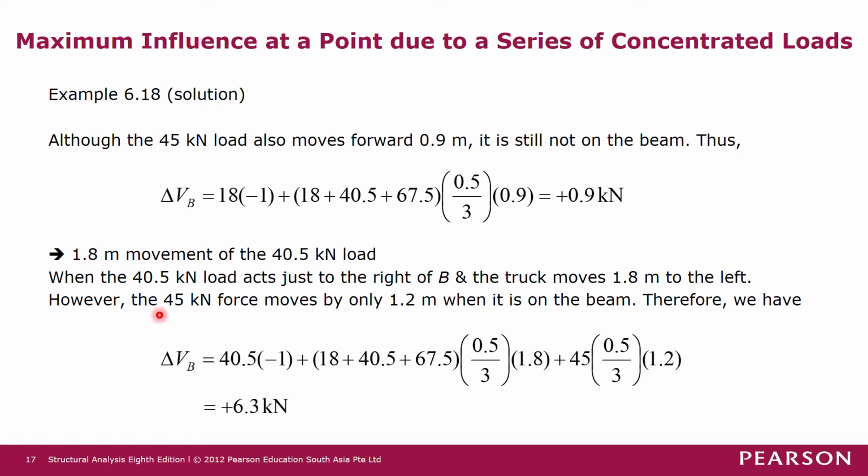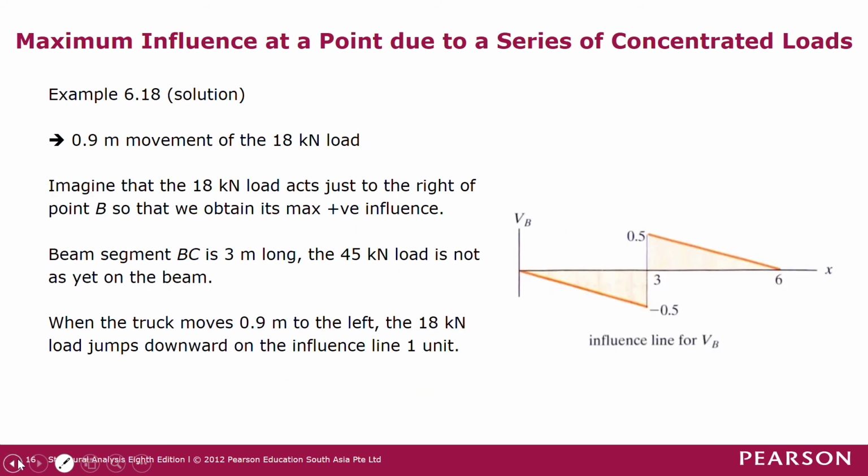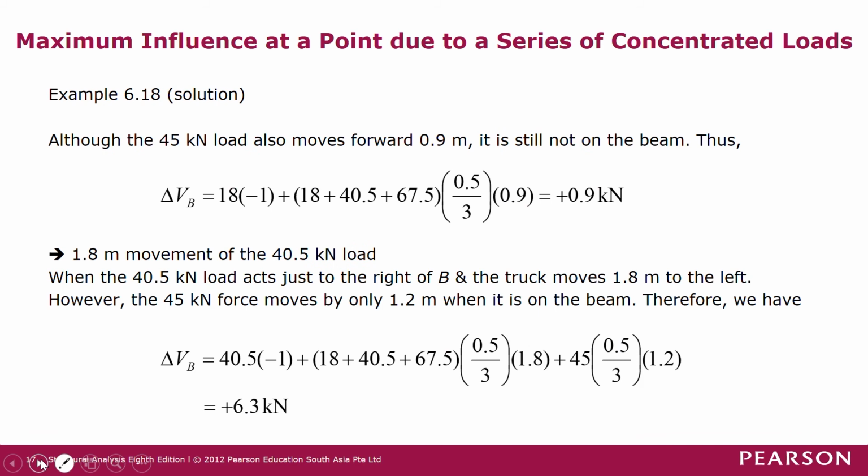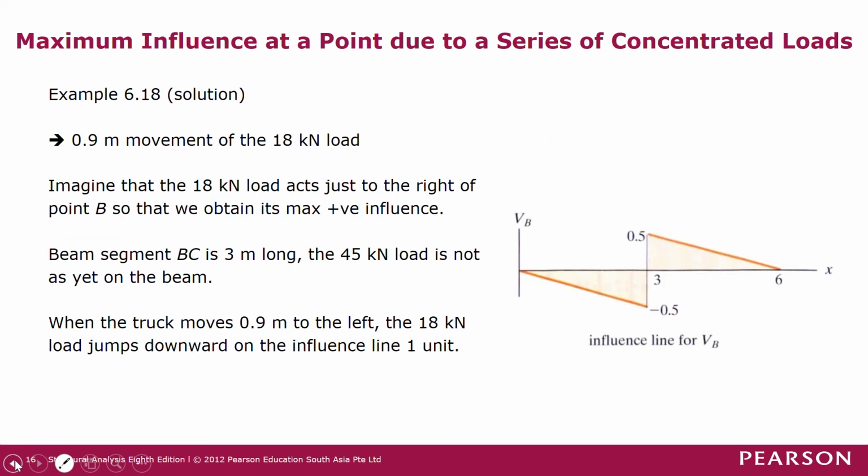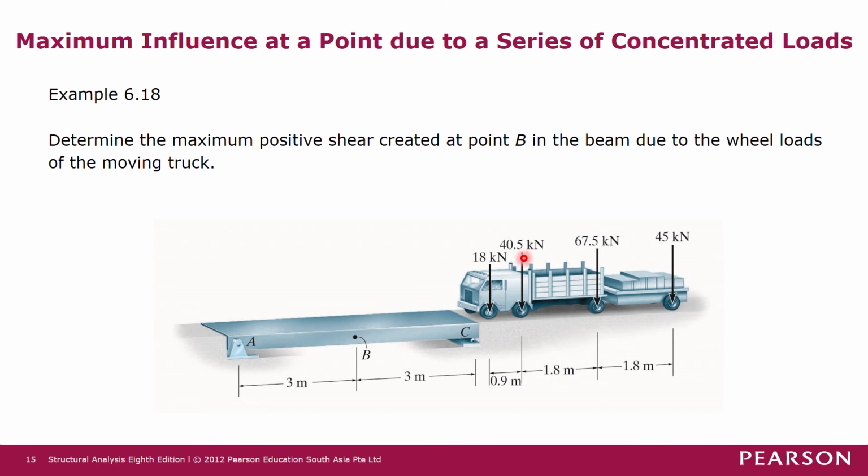Okay, so now we want to look at what happens when the 40.5 kilonewton load is moving to the left by 1.8 meter. So meaning that the 40.5 kilonewton force is just to the right of point C, and it moves to the left by 1.8 meters. So meaning that this 40.5 kilonewton will move by 1.8 meters.